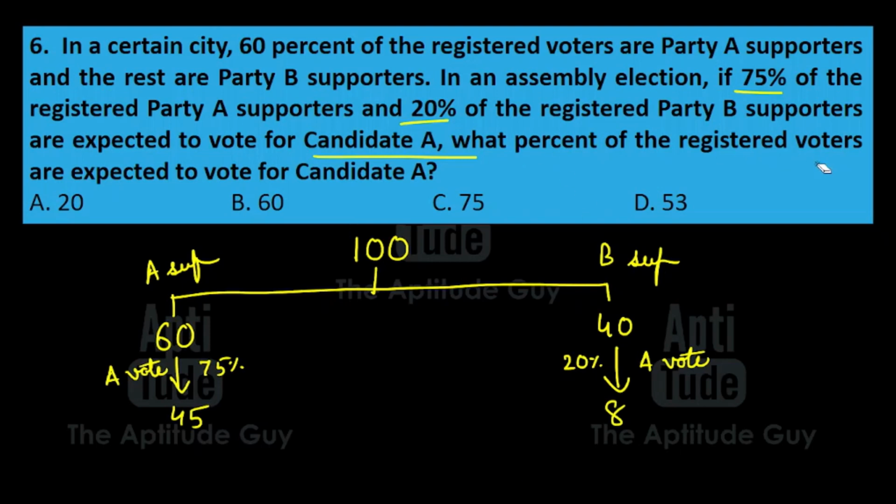Now what percentage of the registered voters are expected to vote for candidate A? All we have to do is 45 plus 8. The answer is 53. Done. That's it. So don't get scared because of long questions. There is a good chance that the longer the question is, the more data is given, so you have to find less things. Alright? But any doubts in this question, definitely drop them in the comments.